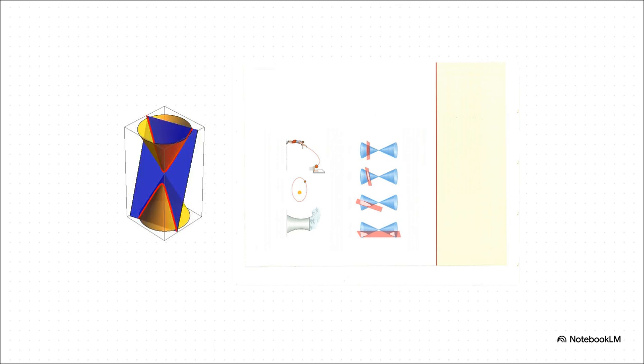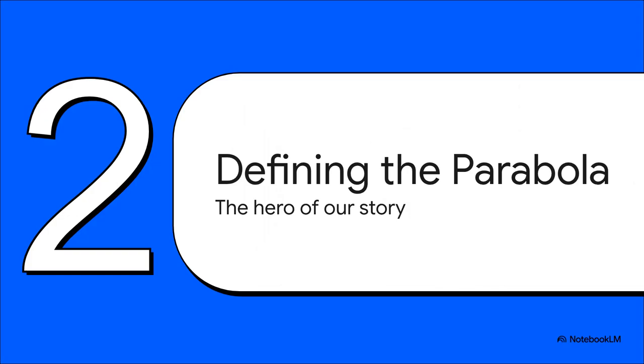And for our last trick, let's make the slice really, really steep. So steep, in fact, that it cuts through both the top and bottom parts of a double cone. When you do that, you get these two separate mirrored curves. That's a hyperbola. So think about that for a second. The parabola, the ellipse, the hyperbola, they're not really three different shapes. They're just what you see when you look at a cone from different angles. Kind of cool, right?